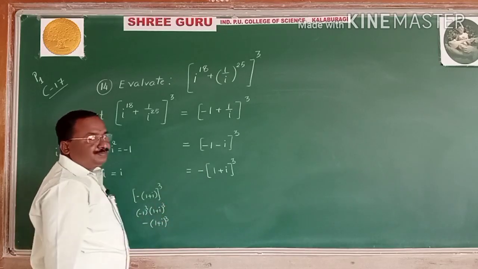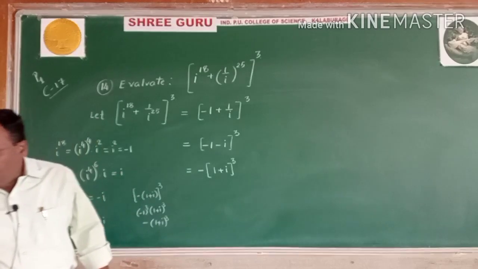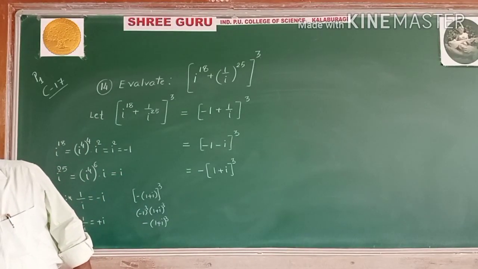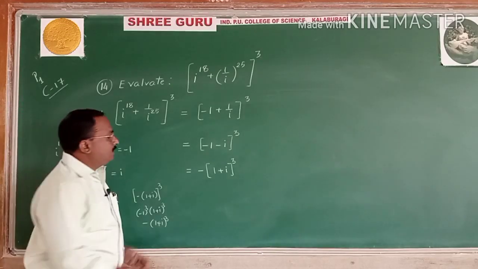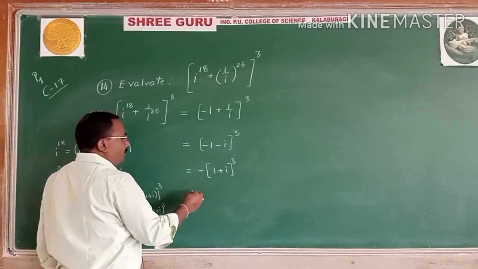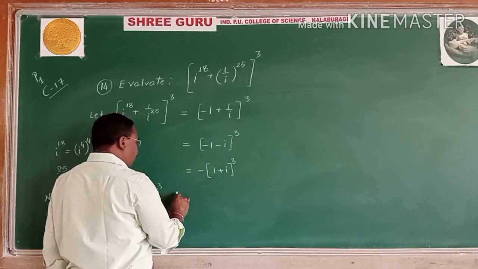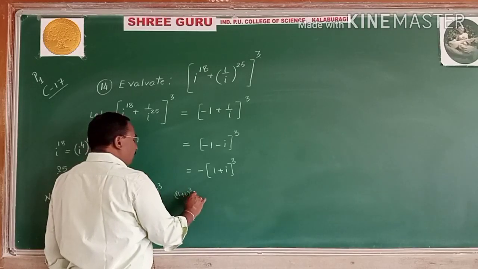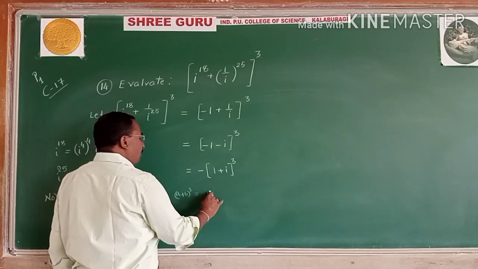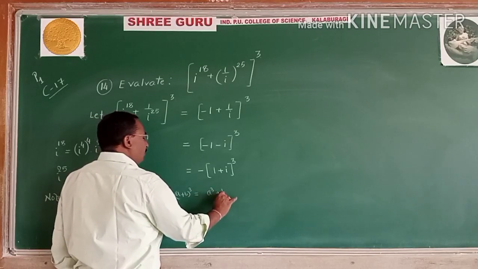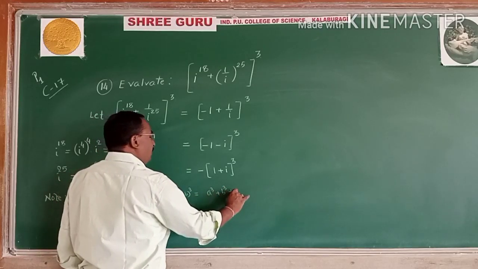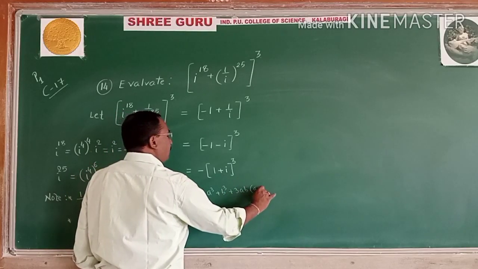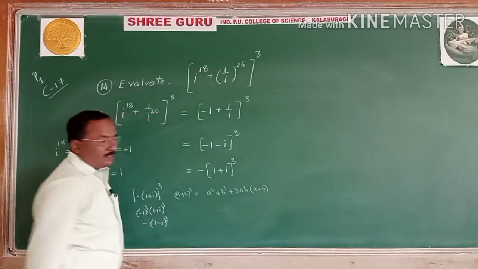This is the expansion. Next, we know that a plus b whole cube formula apply. That is a cube plus b cube plus 3ab into a plus b. That is the formula. That formula apply.